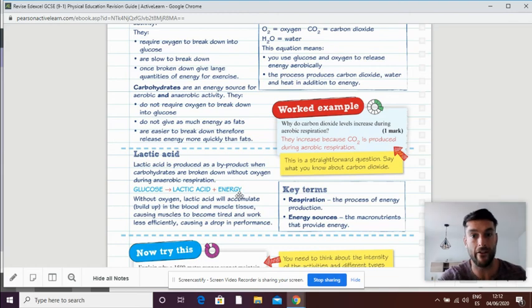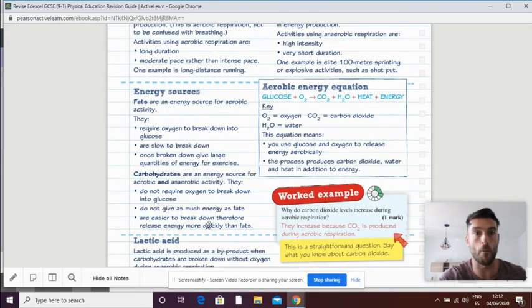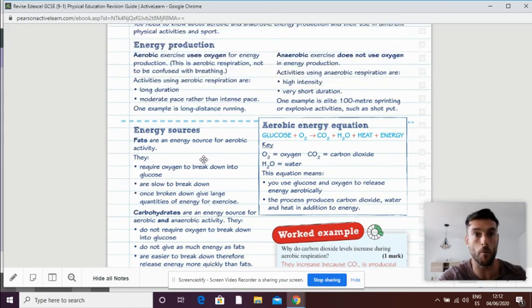In a very quick summary, there are two systems, aerobic and anaerobic. Aerobic uses oxygen for energy, for long distance events. Anaerobic does not use oxygen because the intensity is too high, so we cannot use oxygen. When we work anaerobically, we produce lactic acid.